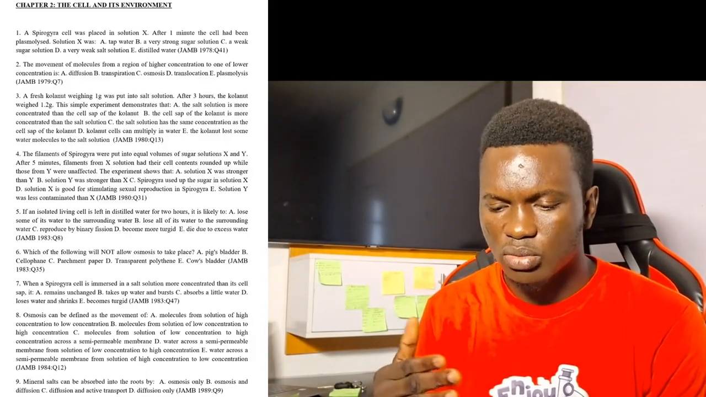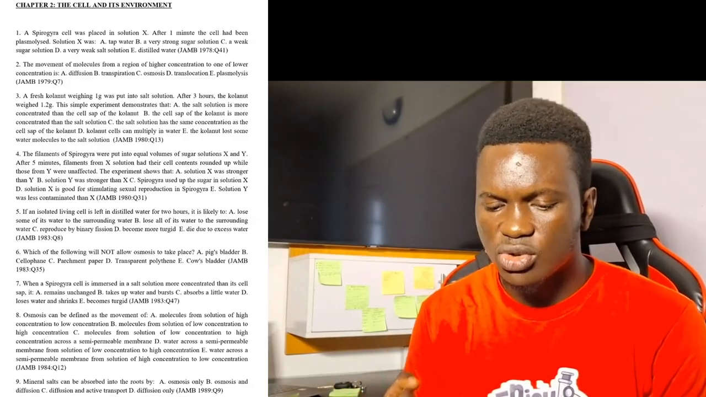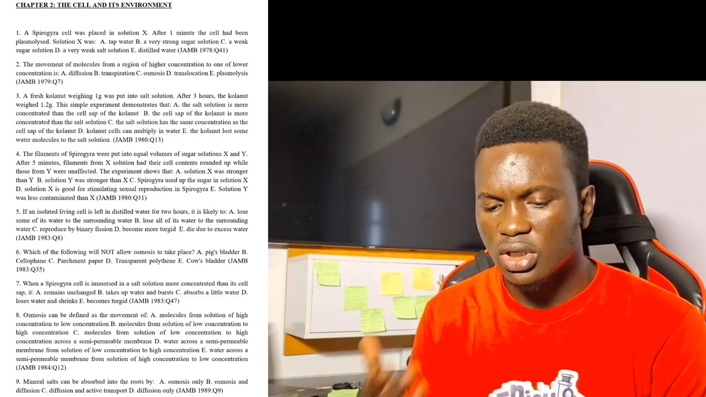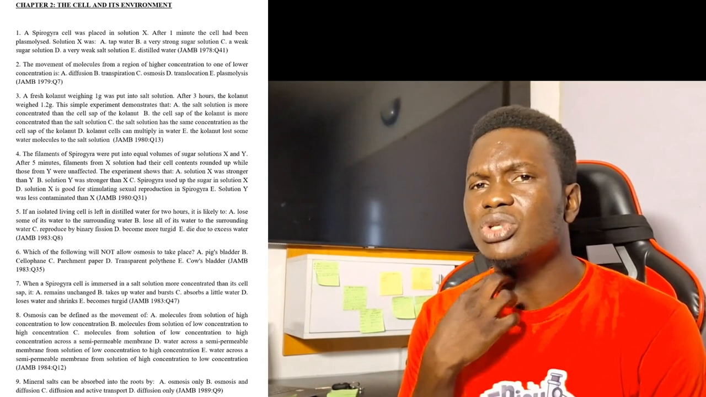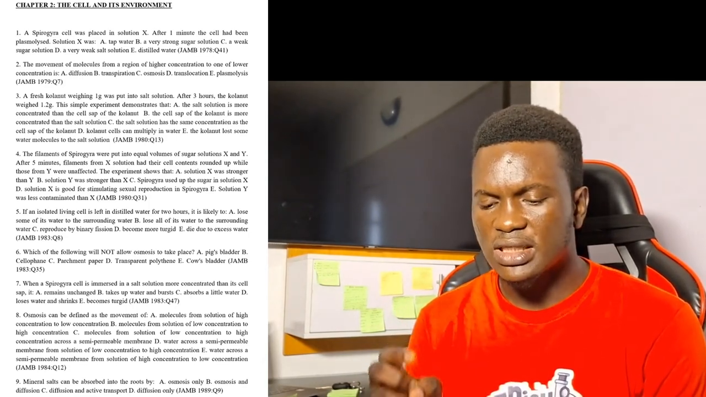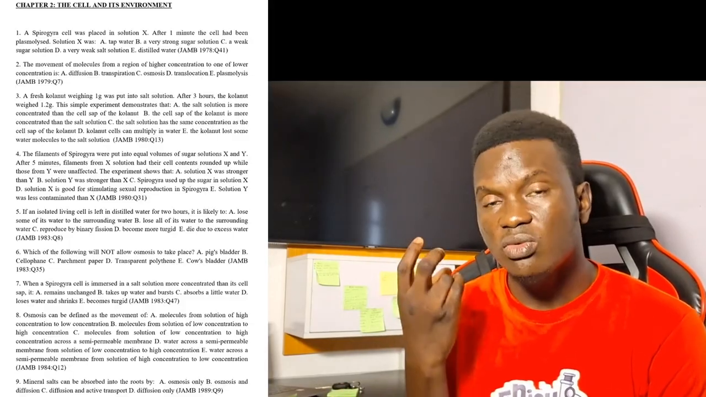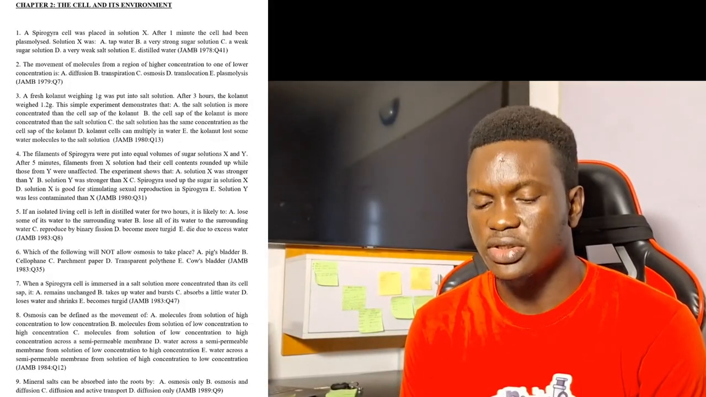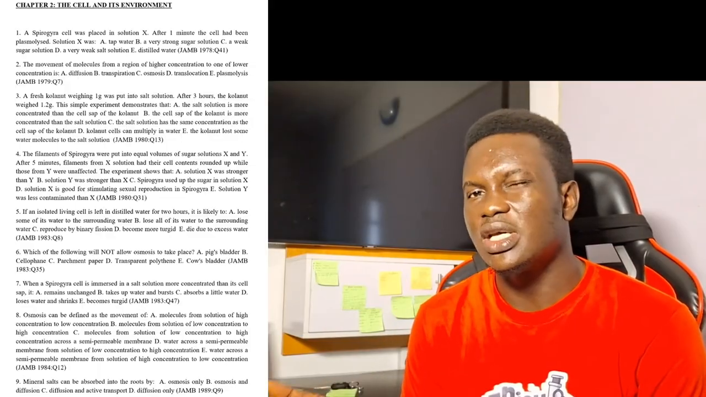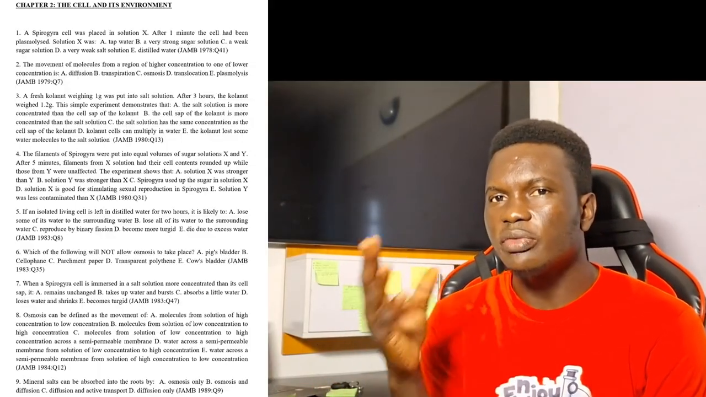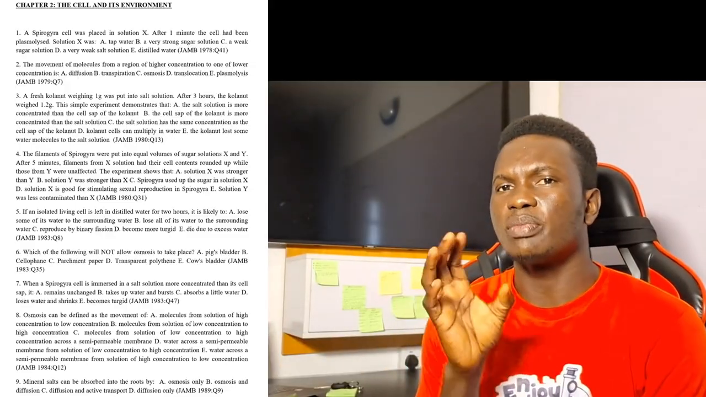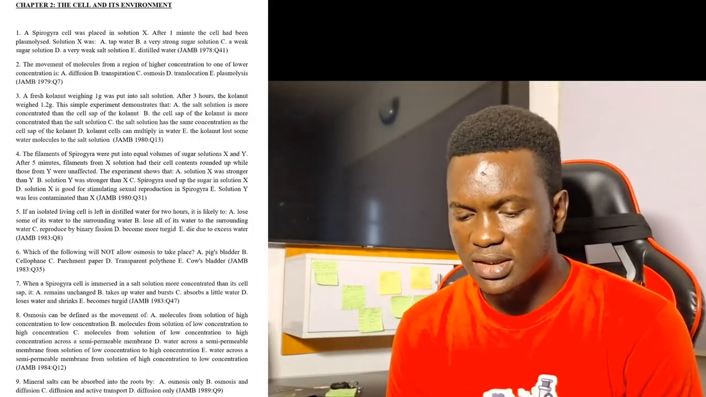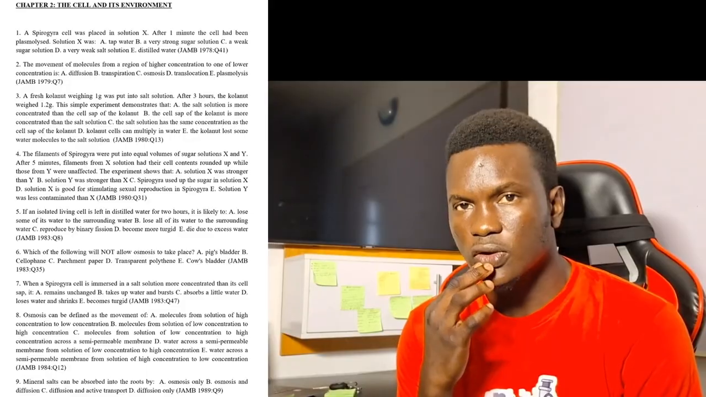So the options are A, tap water; B, a very strong sugar solution; C, a weak sugar solution; D, a very weak salt solution; E, distilled water. Now, if you look at the options carefully, even if you don't know the answer, one says a weak sugar solution, another a very weak salt solution. If both of them are weak, the same thing will happen for the organism. So that means weak cannot be the answer, even if you can't really remember what plasmolysis is. But don't forget, plasmolysis means shrinkage of the plant cell. So the answer is B, a very strong sugar solution.